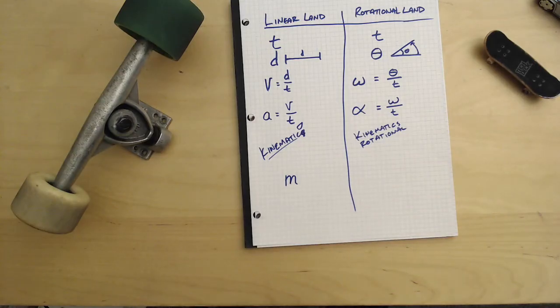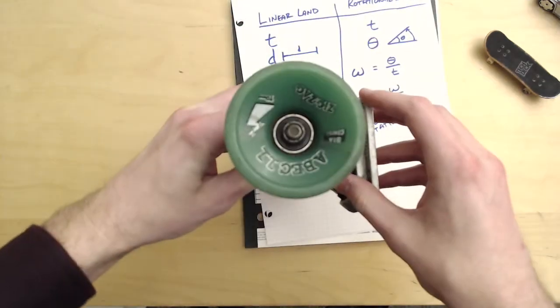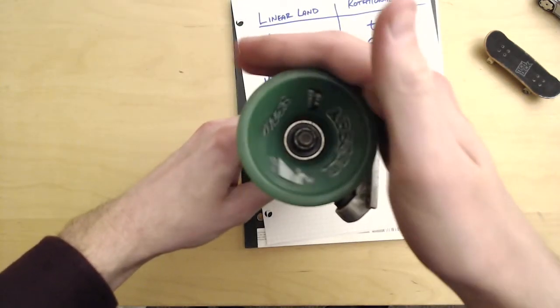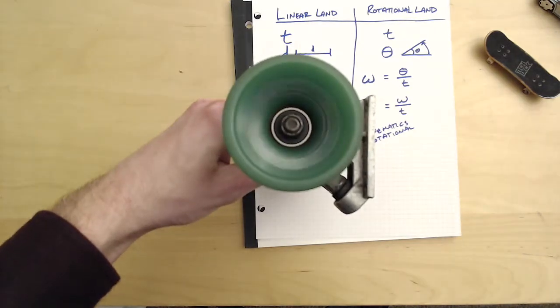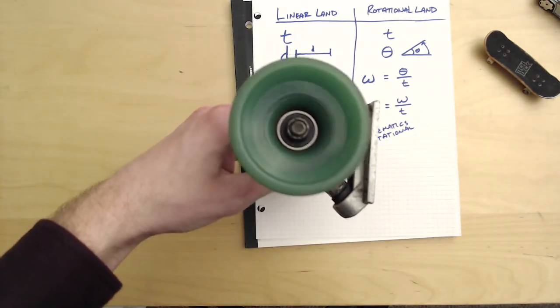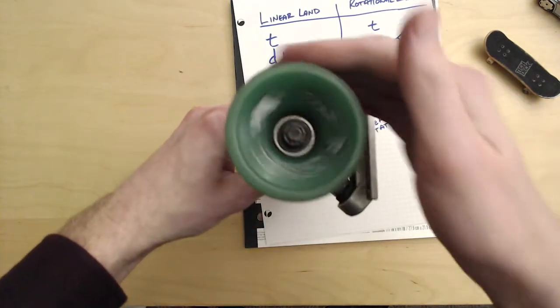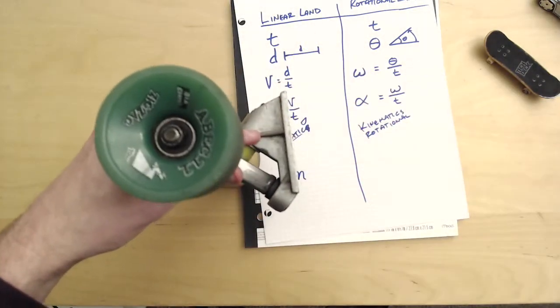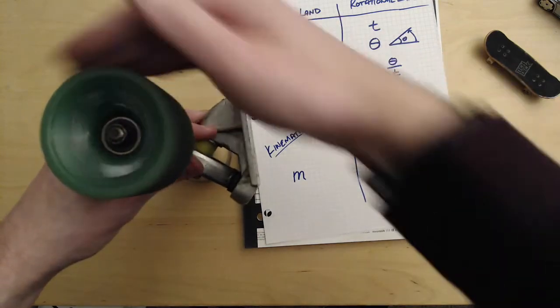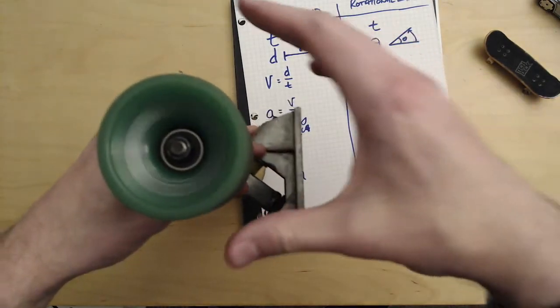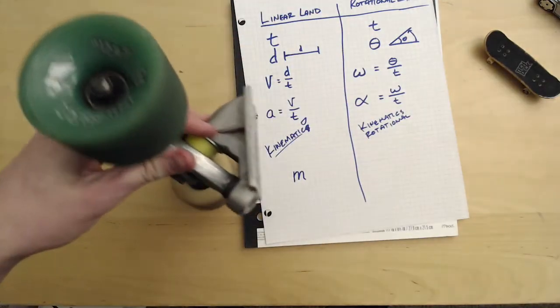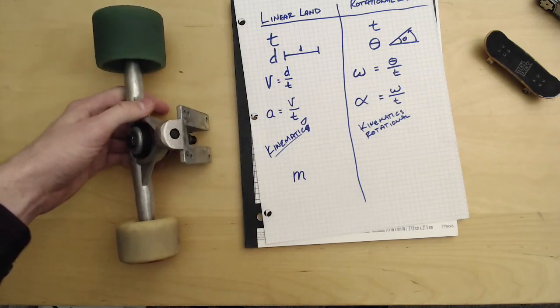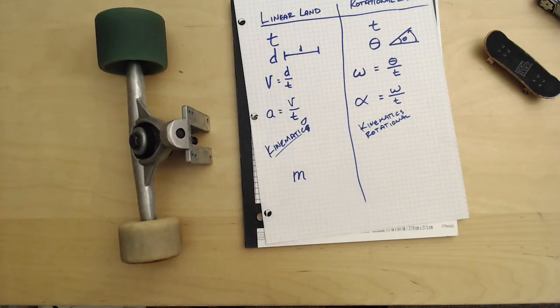We're going to ask ourselves how hard it is to get something spinning. For example, here's a longboard wheel. We can spin it fairly easily. It has a small rotational mass, and once it's spinning, it's pretty easy to stop. Let's say we want to try and stop the Earth from spinning. Well, that would be a different story.